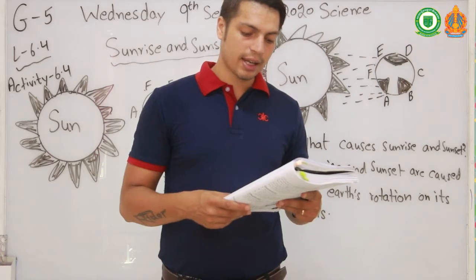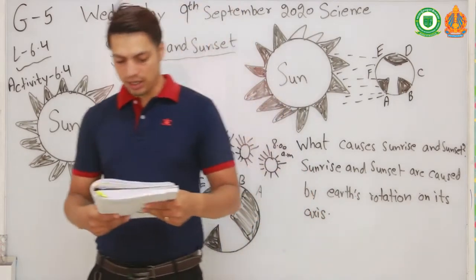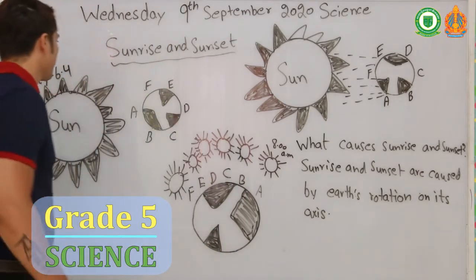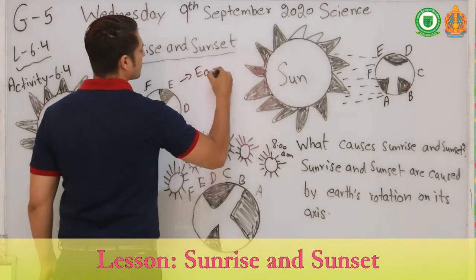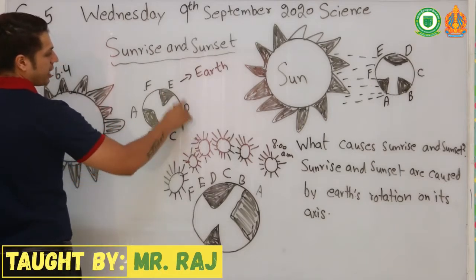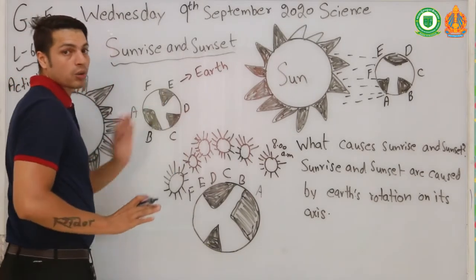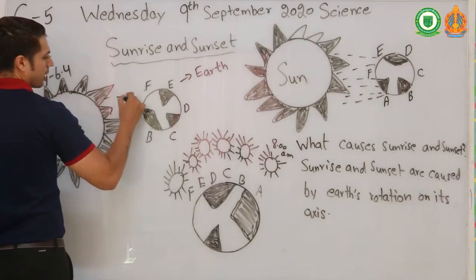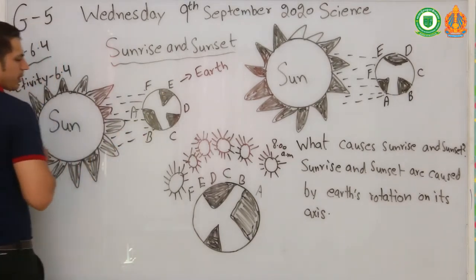Do the sun rise and set at the same time every day? Let me explain this first, then I will read the activity. Have a look here. This is the sun and this is the Earth. I have some points: A, B, C, D, E, F. Suppose these are areas on the Earth, like 1, 2, 3, 4, 5, 6 areas. Here come the sun rays.